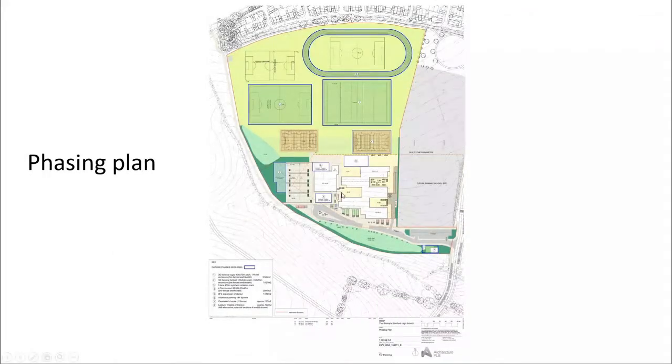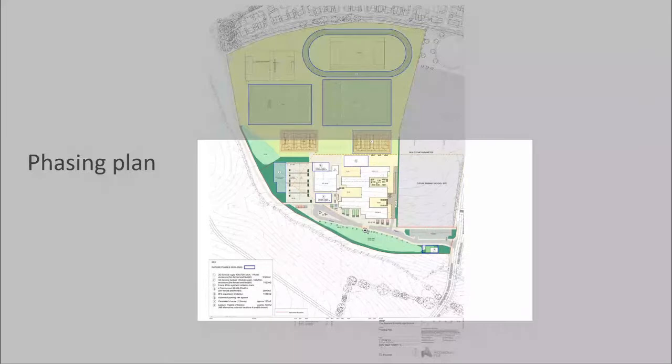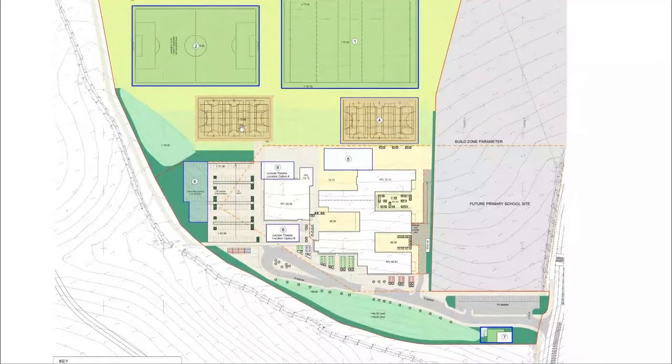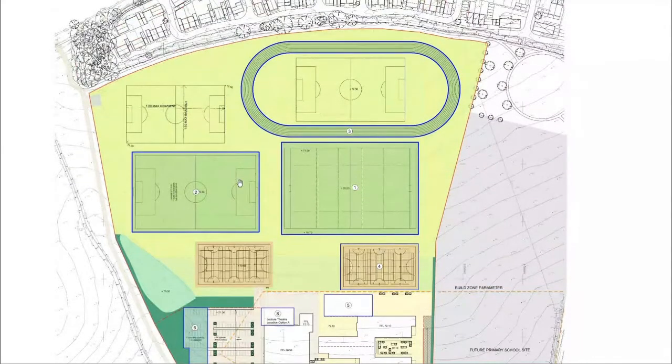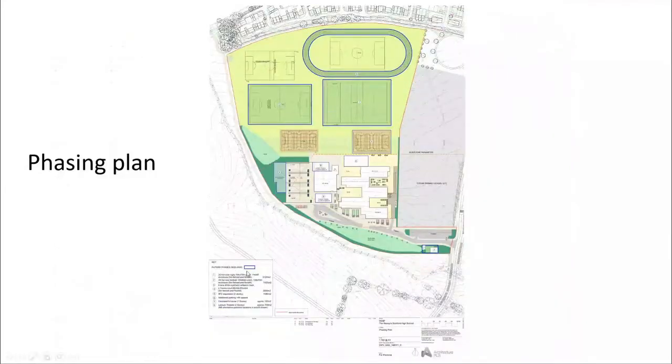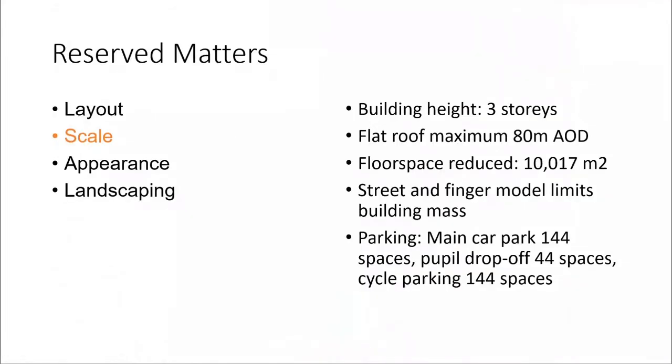And the application includes a phasing plan, which shows those elements of the development which will come later. So you can see there's the potential expansion of the school building, labelled 5. There's the potential lecture theatres to the north and south of the sports hall, and a car park extension if that's required. And also the 3G pitches and artificial running track, should that be required by the school. And it's proposed that the school will move forward with these phases between 2022 and 2028, and further applications will be required in due course.